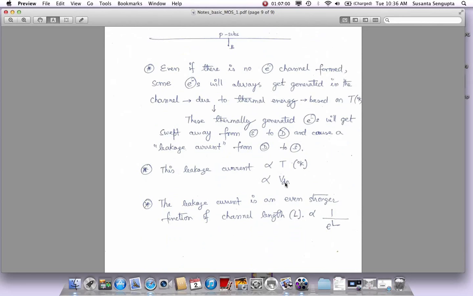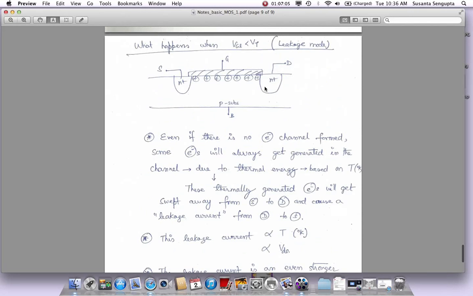It is also proportional to VDS, because as VDS becomes more and more, especially for short channel devices, they actually have an effect from drain to source. They will aid in lowering the threshold voltage. There is an effect called DIBL, drain induced barrier lowering, without getting into all the physics. But what it does is, when the channel length is shorter, even without a gate bias, the drain could cause a channel to be formed and, in an indirect way, cause lowering of the threshold voltage. So if VDS is higher, it will cause more and more leakage, because it will help these electrons jump over from here to here.